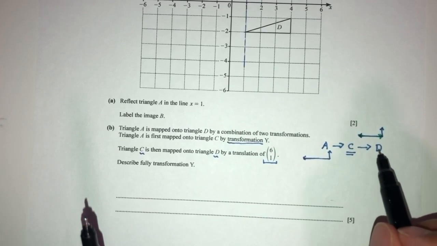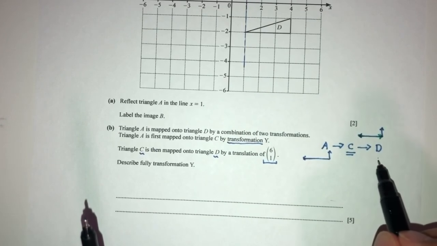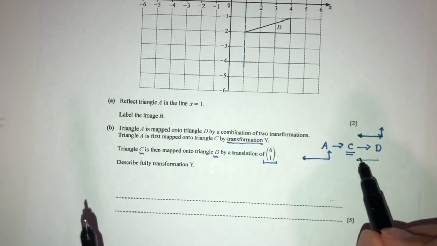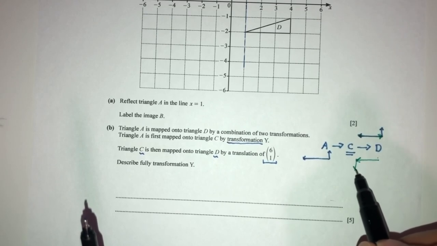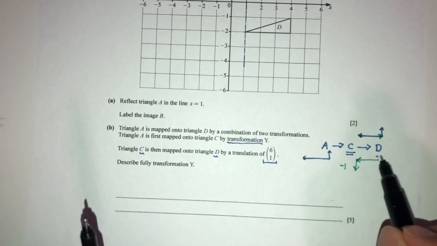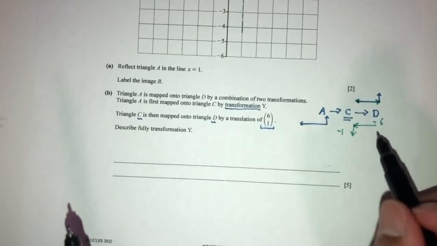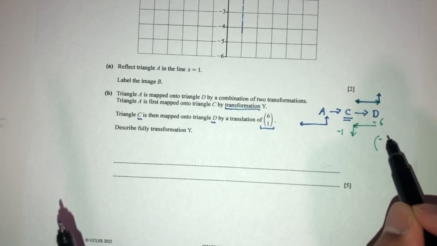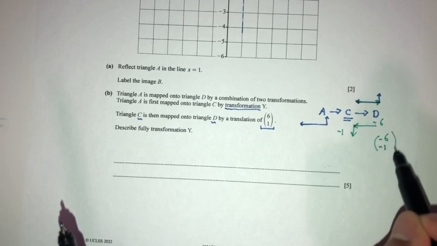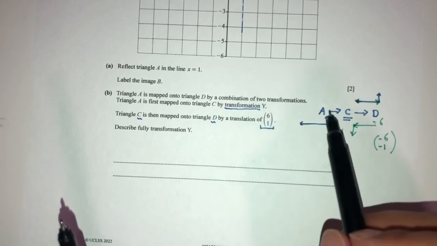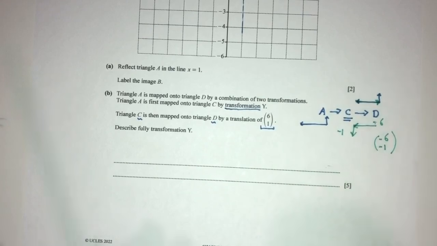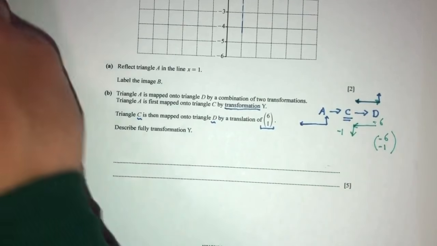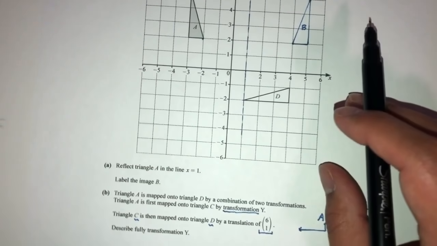So to move from D back to C, I have to first move 6 to the left and 1 down, if that makes sense. So the matrix representing the transformation from D to C will be minus 6, minus 1. So 6, 1 was from C to D, D to C will be minus 6, minus 1. So let's find out on this graph. Let's do this one by one.